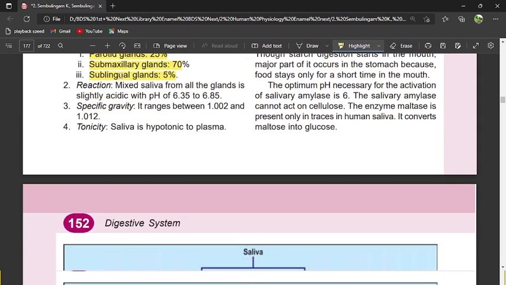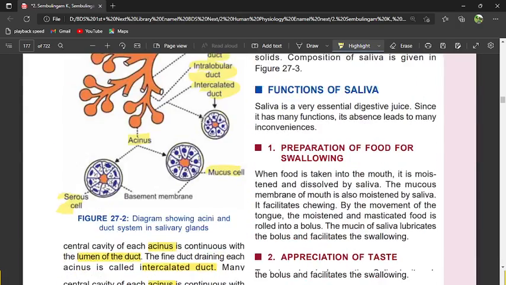The reaction, that is it is having the mixture of saliva from the gland and the sea, it is slightly acidic. So your saliva, it is slightly acidic. See, if it is not acidic, how it can kill the pathogens, right? What is its pH? 6.35 to 6.85, almost 6. You will imagine it as 6. Okay, what is its specific gravity? It is 1.002 to 1.012. May MCQ come from this, but it is not important. Okay, saliva is hypotonic to plasma. So plasma के साथ hypotonic है, right?